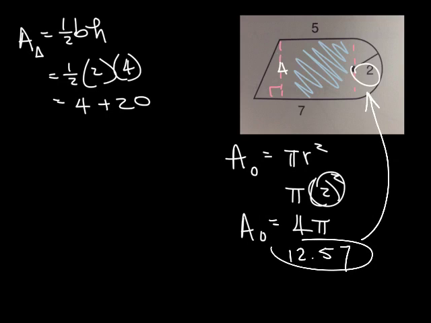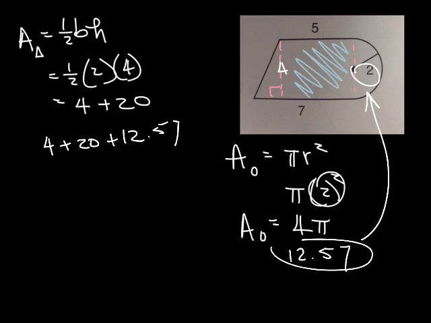Okay, so that's the area of the circle, but wait, there's more. I have a half a circle, not a full circle, so I need to divide that by 2. So it's actually 6.28 for the half circle. So 4, area of the triangle, plus the area of the rectangle, plus the area of the half circle.